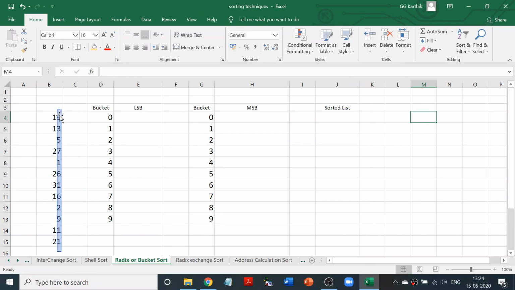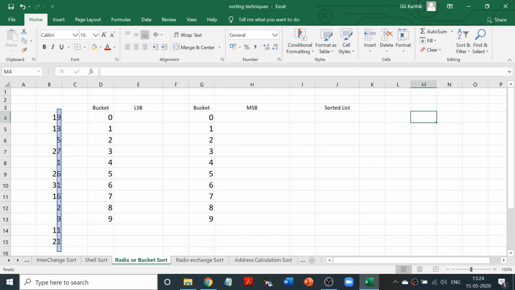So here I have 19. What is the least significant bit? 19's least significant bit is 9, 13's is 3. Then this is 05; we will consider it as 05, so it is 5 only. This is going to be 27, 1, 26 and so on.